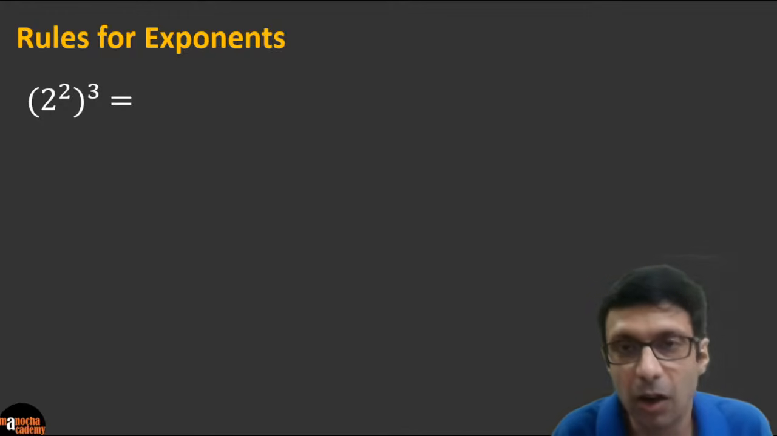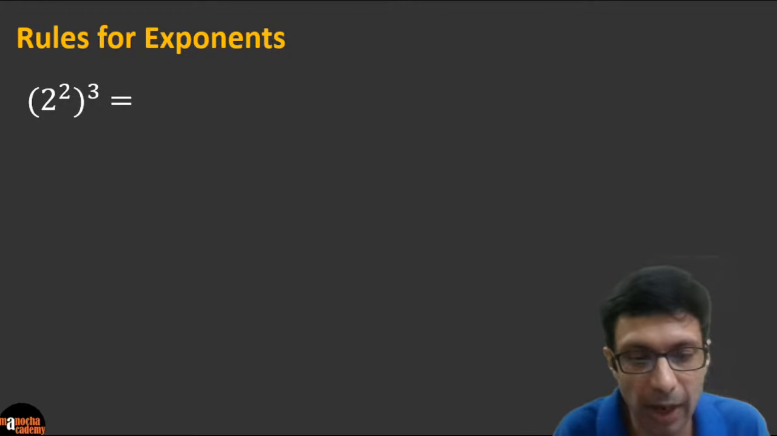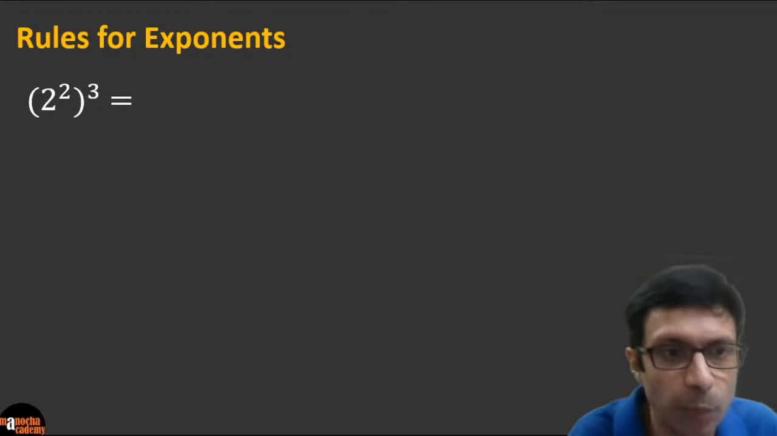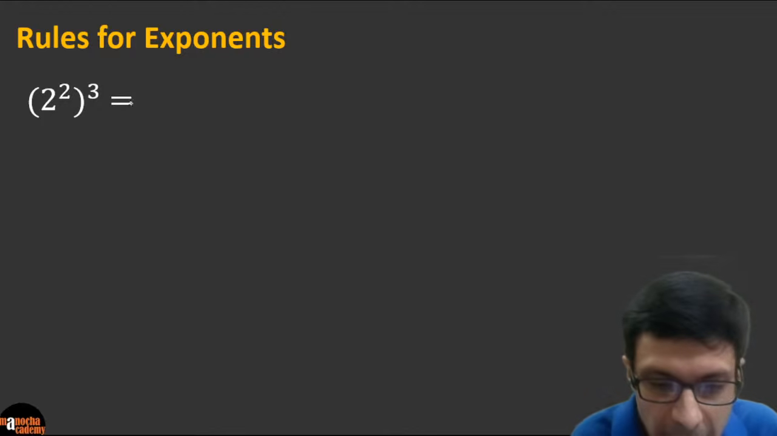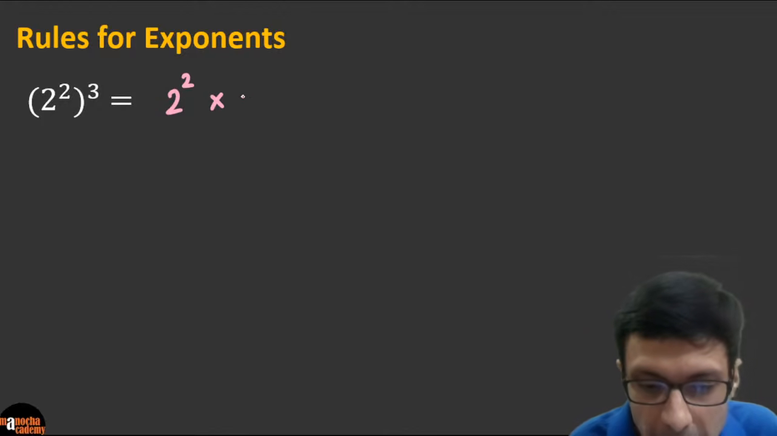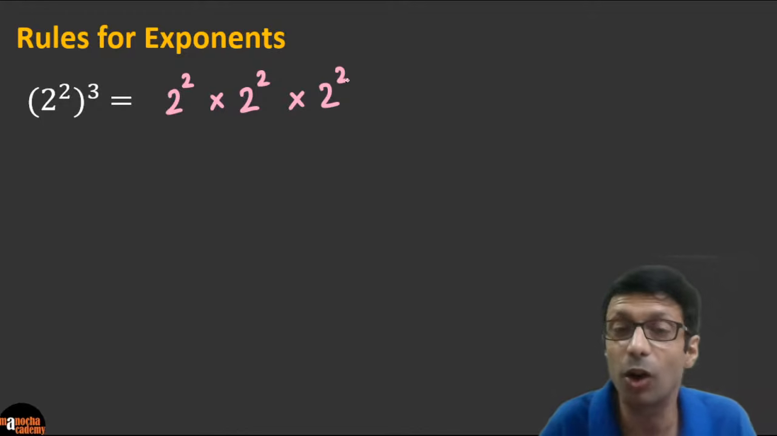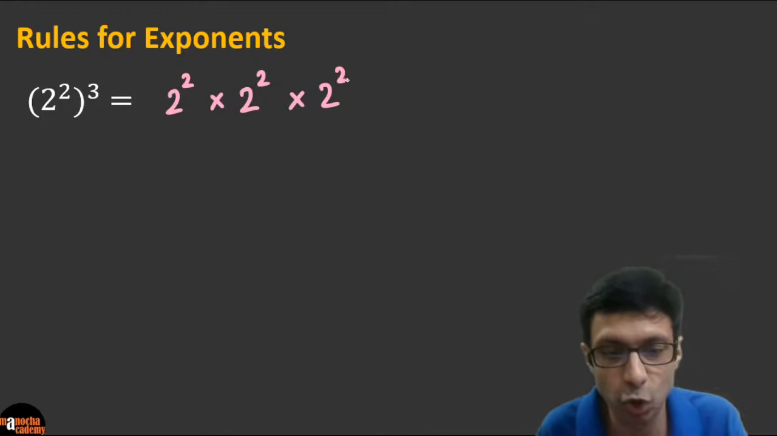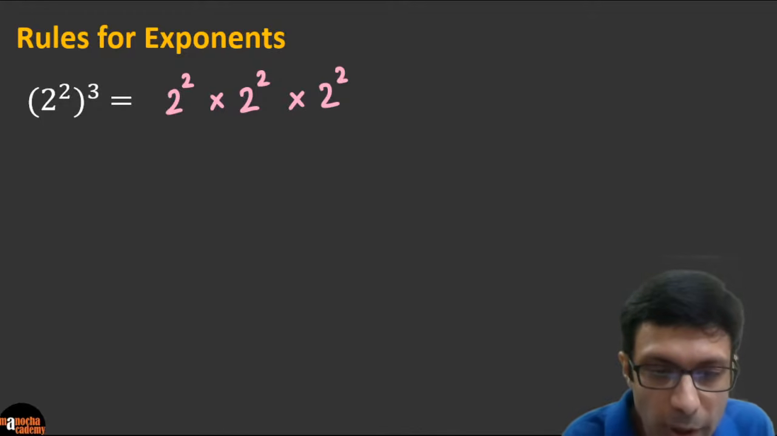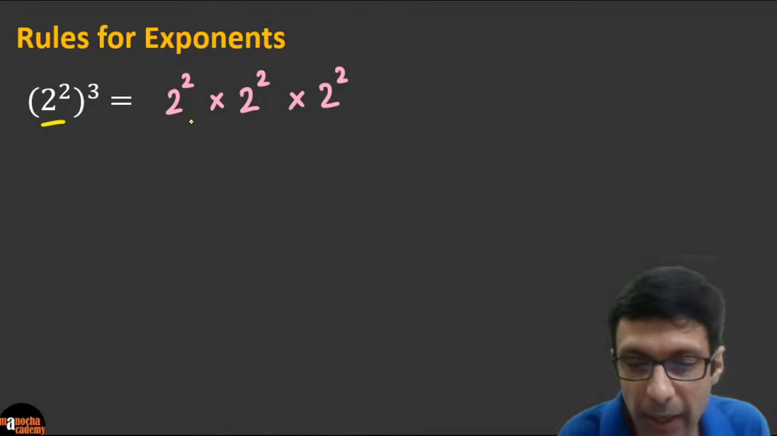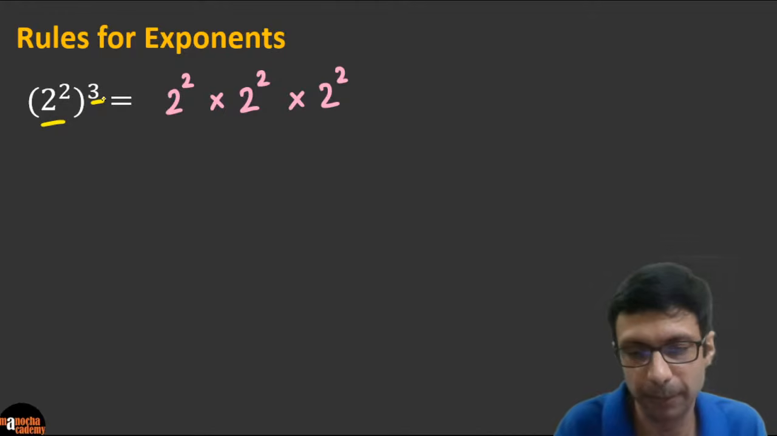2 square whole cubed, right? So we have 2 square there and whole cube. So come on, guys, what is this going to be? So if you do this, this basically means 2 square times 2 square times 2 square, right? I'm not even expanding anything here. I'm not calculating. We are all working in exponents because 2 square whole cubed. So what is inside this bracket? We are multiplying it 3 times, right? Because it's raised to the power 3.